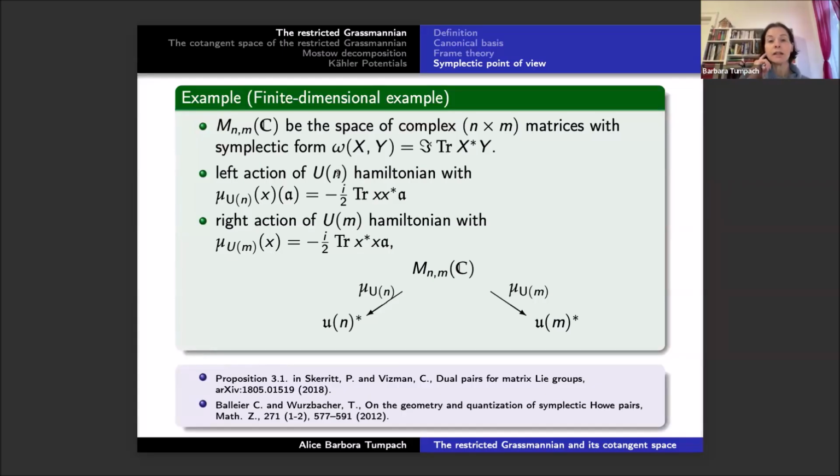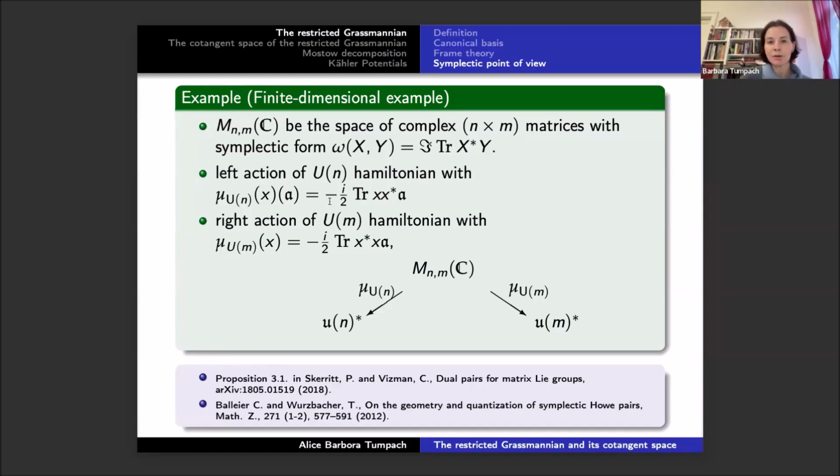There are two actions, actually. There is a left action by UN on the left, which is Hamiltonian, and here you see the moment map. So the moment map evaluated at some point X of the manifold of matrices, when paired with an element A of the Lie algebra of the group, gives this number. So trace of X star multiplied with A, and there is a coefficient in front of it.